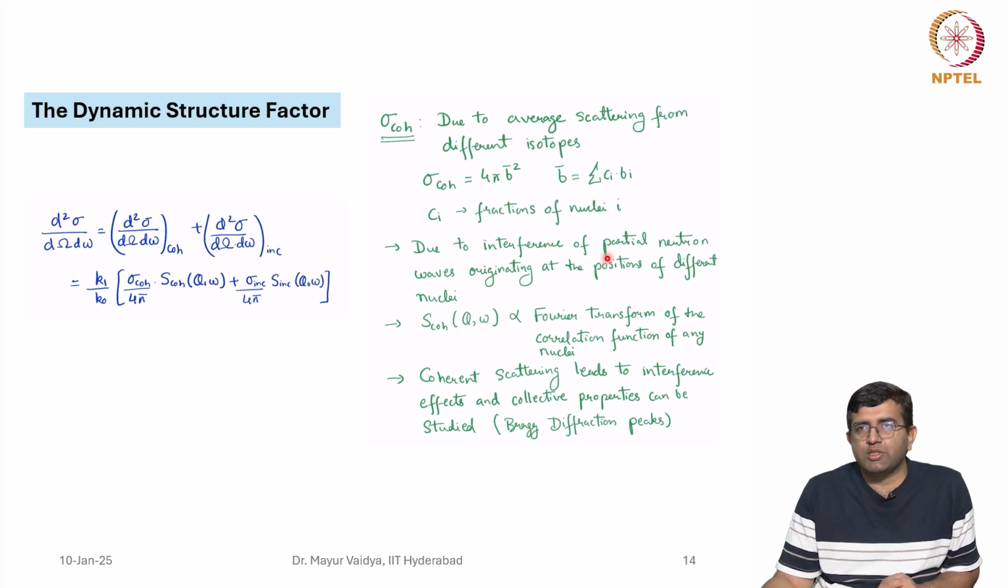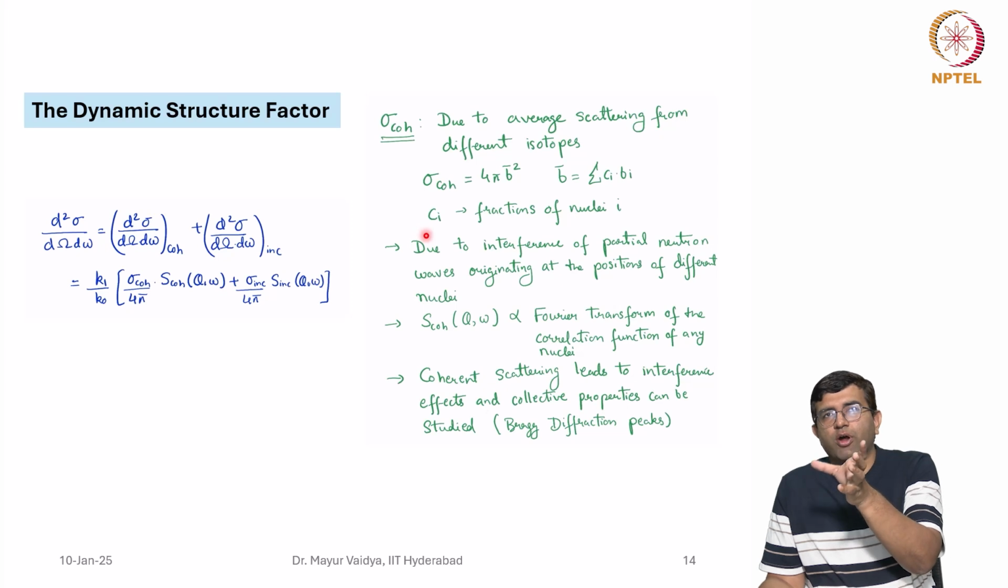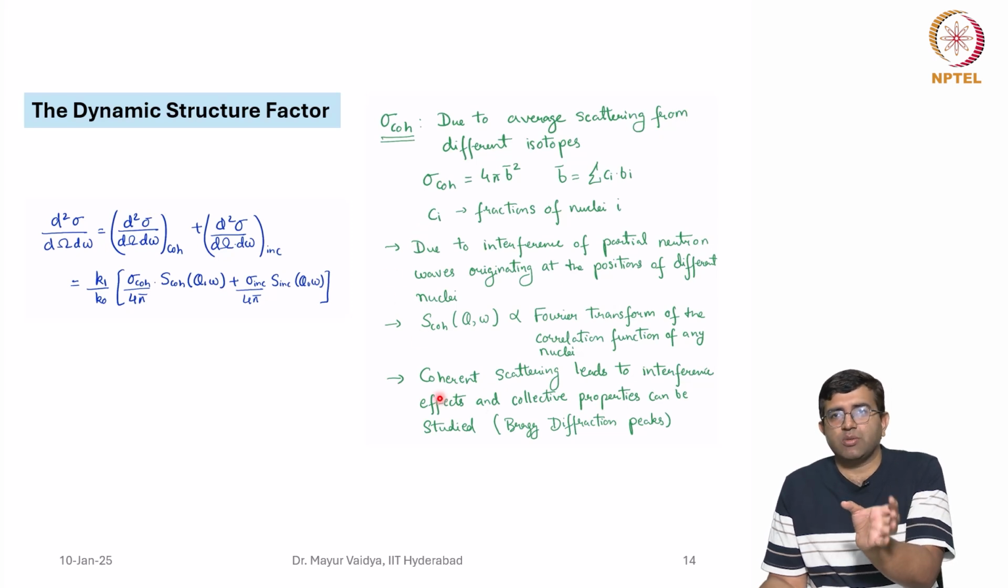Now, the interference of partial neutron waves originating at the positions of different nuclei is what leads to the coherent scattering. This coherent scattering is proportional to the Fourier transform of the correlation function for different nuclei. It also leads to interference effects, and collective properties can be measured, for example, the Bragg diffraction peaks. We will see later that for the diffusional broadening, it is actually the incoherent scattering which plays a more important role.